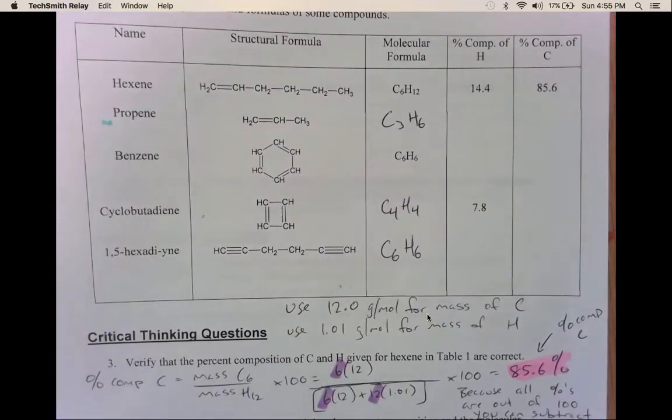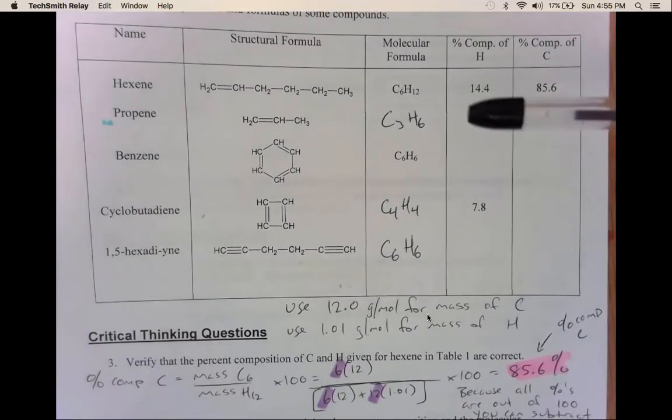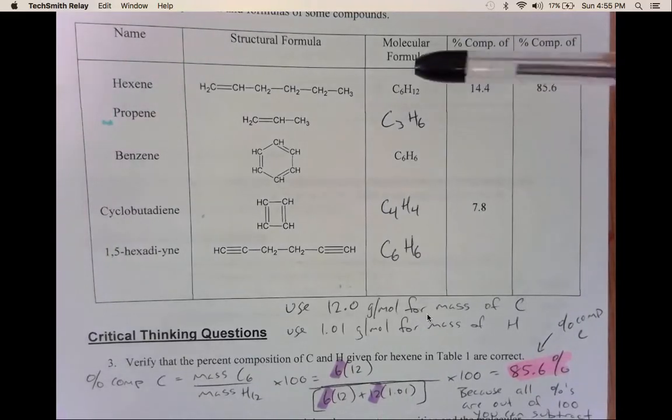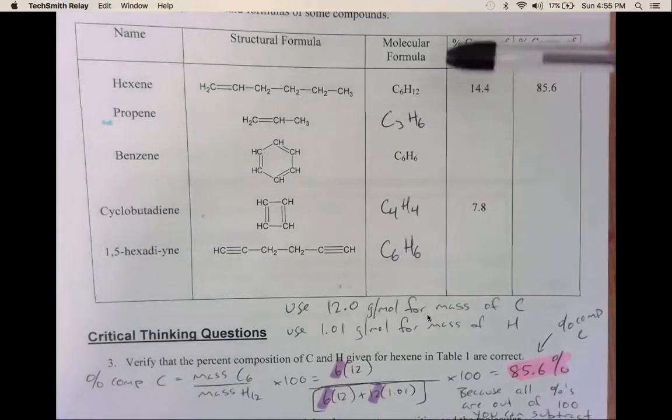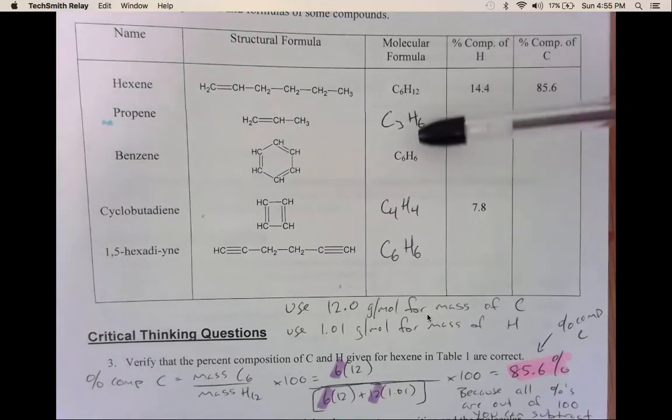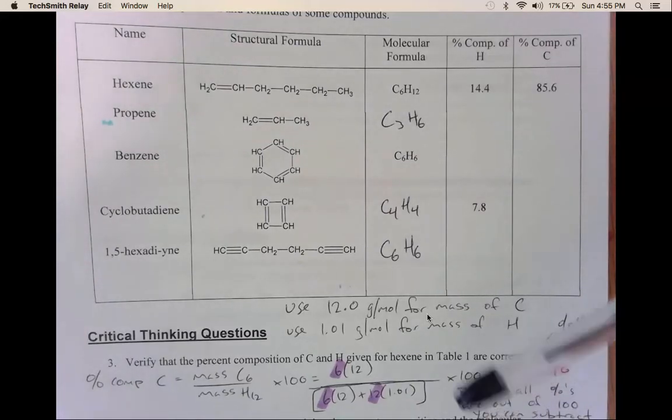Next we have a table of some compounds. All of these compounds are hydrocarbons. Remember, hydrocarbons are always made of carbon and hydrogen, just different amounts. So I already helped you out a little bit. I filled in the molecular formulas.